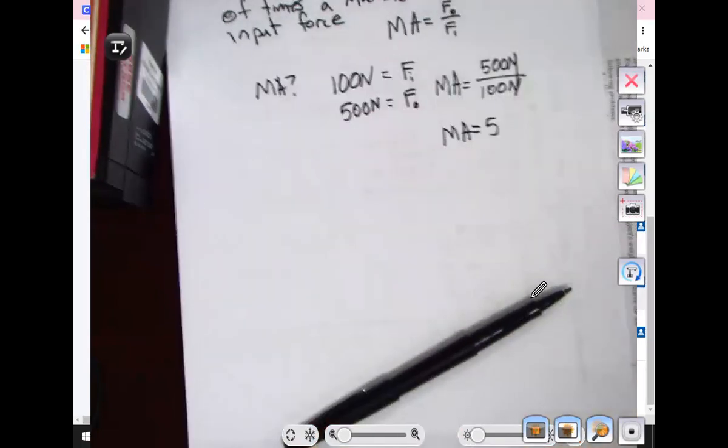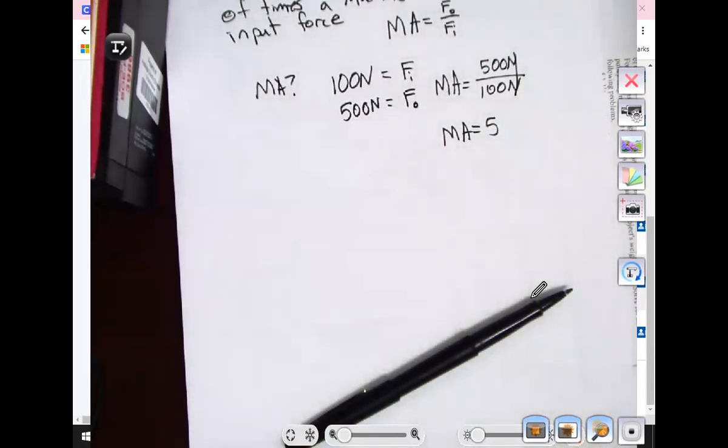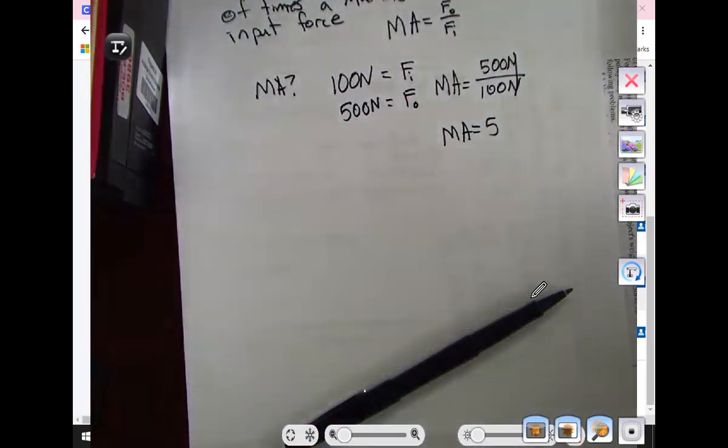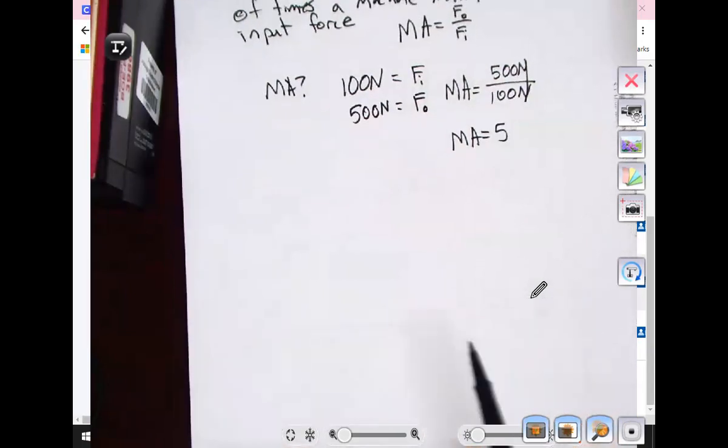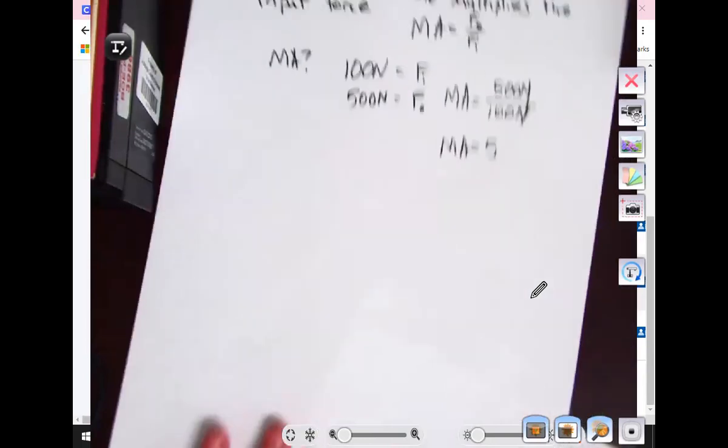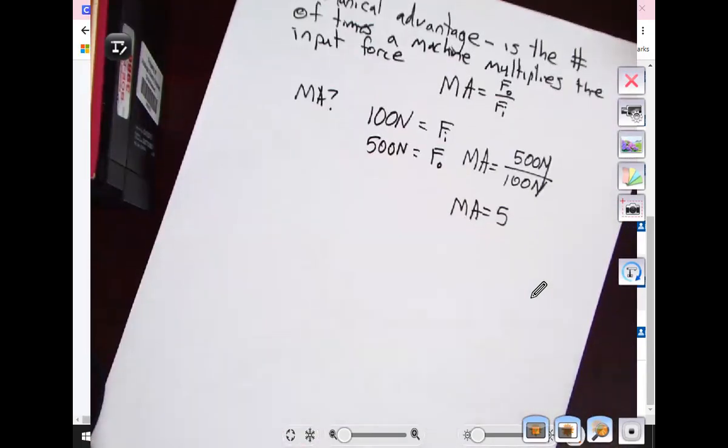All right, Jack, if you'll come on down, we'll walk you through how to do it. Would you read the problem out? I think it's letter C, or B on number two. What is the mechanical advantage? All right, so what are we looking for? Mechanical advantage. MA with the question mark.